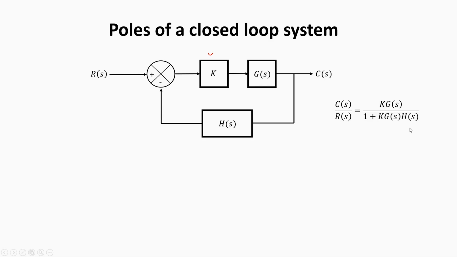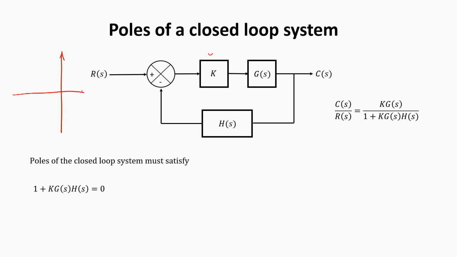Now, we know that in order to find out the poles of the system, the closed loop poles must satisfy 1 plus kGH(s) equals 0. Think of it in this way. So, this is your complex plane, right, this is your complex plane. So, what are the points in this plane that satisfy this equation? Those points in this plane that satisfy this equation are the closed loop poles of the system. I hope you understand that. So, we will try to see how this information helps us.